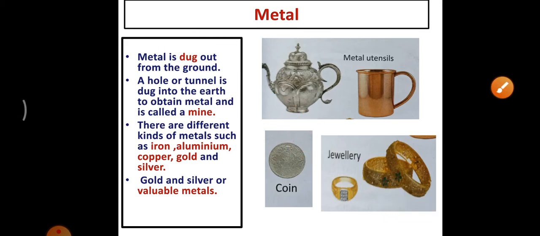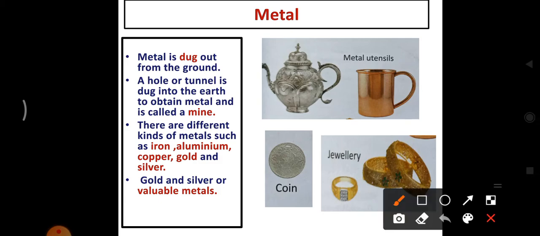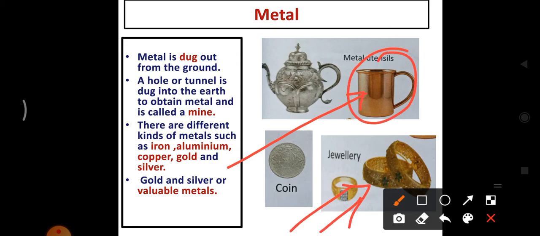These metals are used to make many things. There are different types of metals such as iron, aluminium, copper, gold and silver. See, once again I will pronounce them. Iron is one of the materials, aluminium is one of the materials, copper, gold and silver. See, this is copper and this is gold and this is iron. This is also iron.